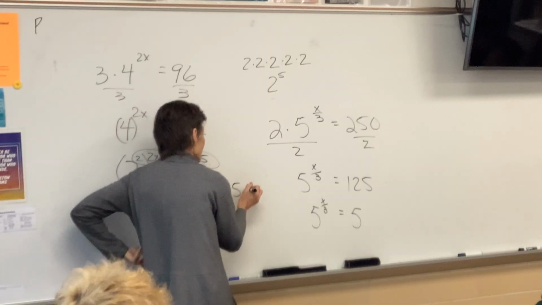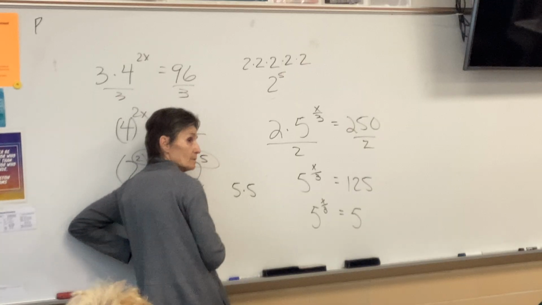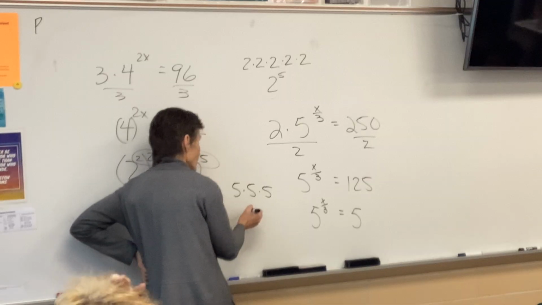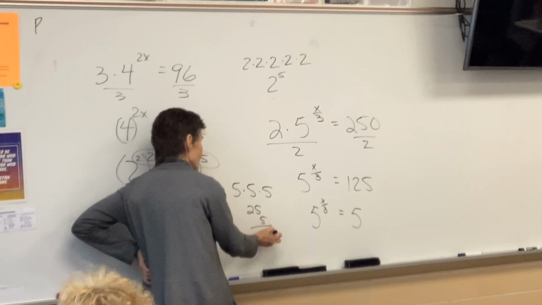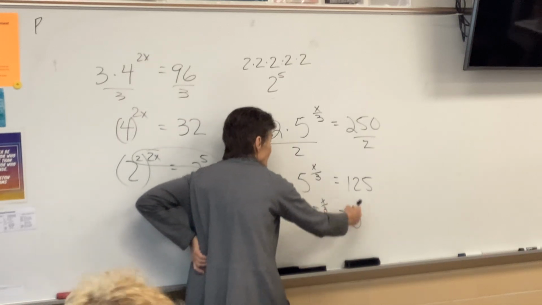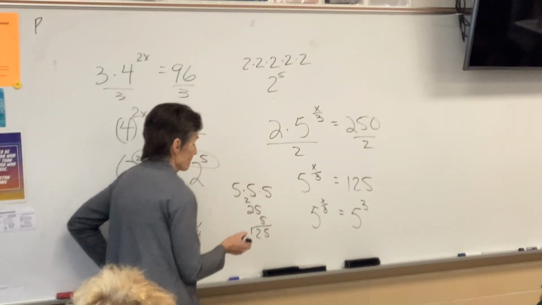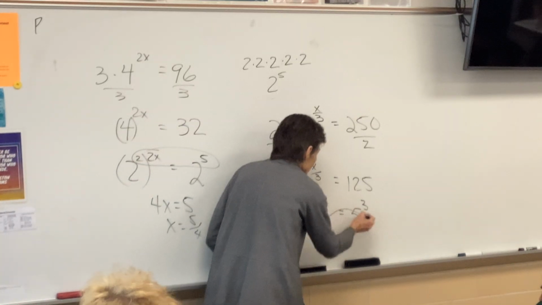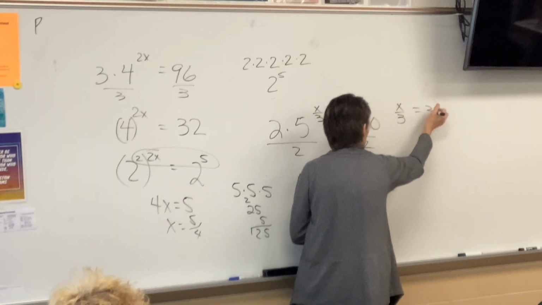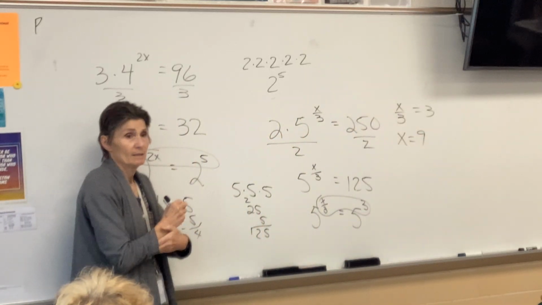Well, what's 5 times 5? 25? So that's not a square. What's another 5 then? What's 25 times 5? Oh, okay. So how many 5s did it take to get 125? 3. So my exponents now match. Equals, so x over 3 equals 3. So it looks like the answer to the problem is 9.